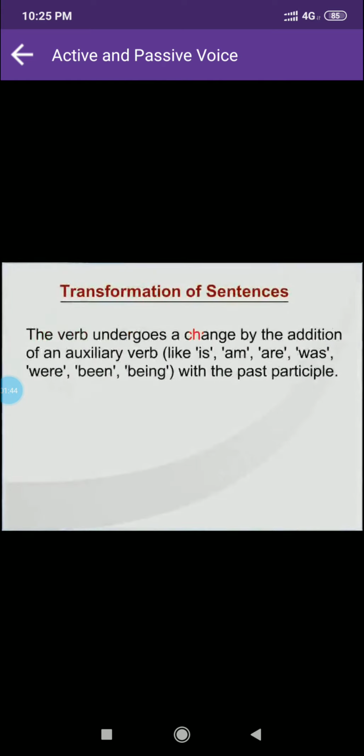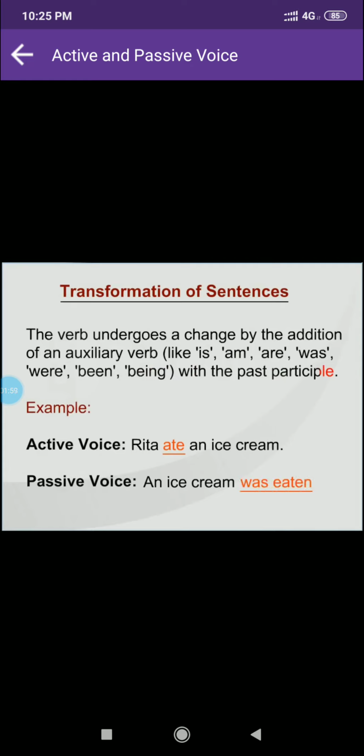The verb undergoes a change by the addition of an auxiliary verb, like is, am, are, was, were, been, being, with the past participle. For example, Rita ate an ice cream will get transformed to, an ice cream was eaten by Rita. Here ate became eaten, and an auxiliary verb was has been added, since the sentence in active voice was in simple past.